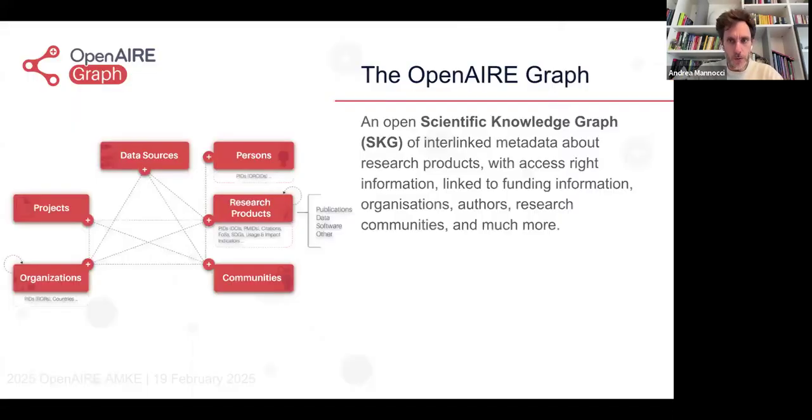So as a recap, the OpenAIRE graph is a scientific knowledge graph, or SKG for short, of interlinked metadata about research products, be it publications, data, software, or other research products, each of which with connected access right information, and each of which link to funding information, organizations, authors, and research communities that were involved in their production, and much more information about the context.